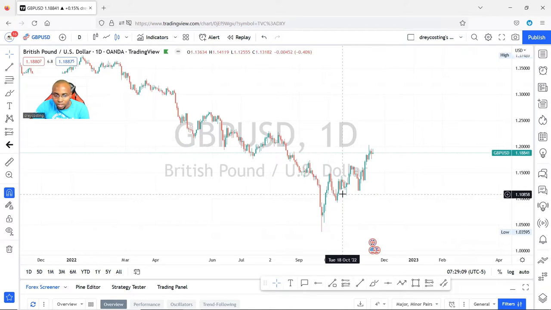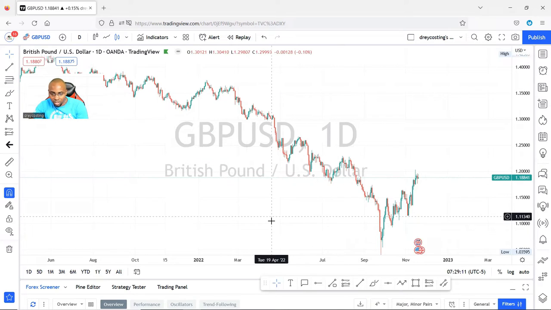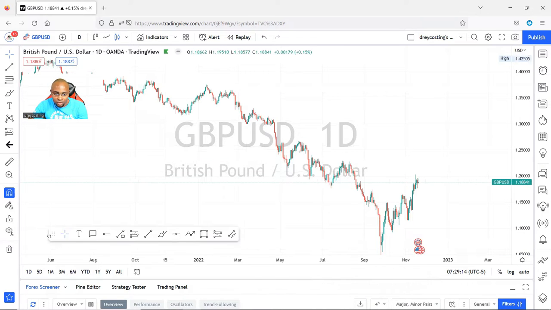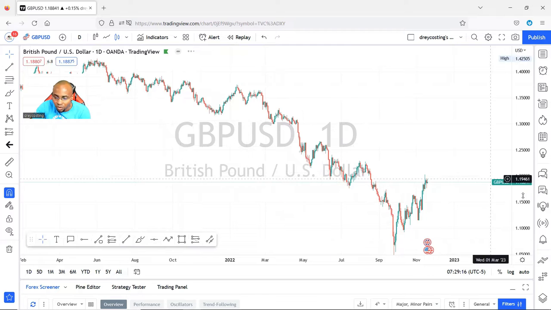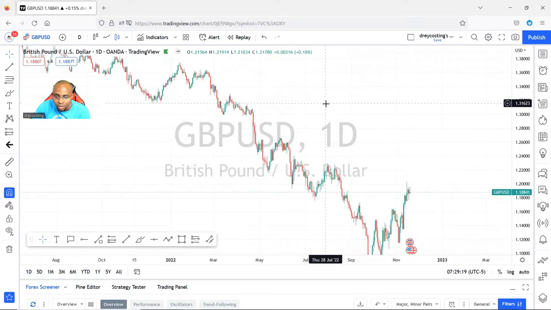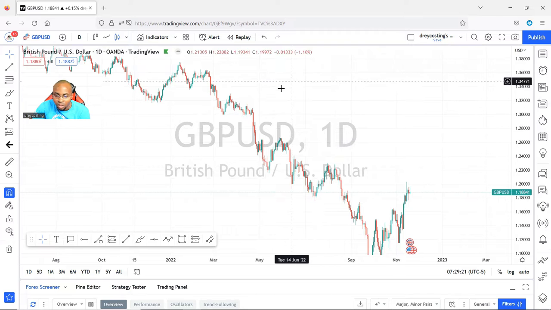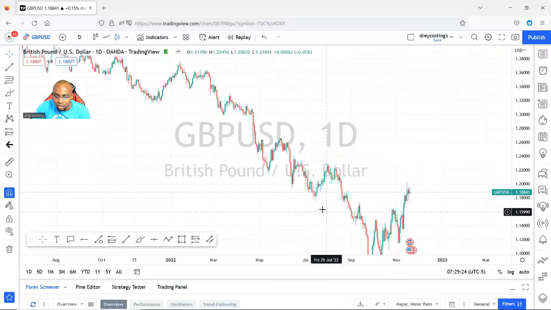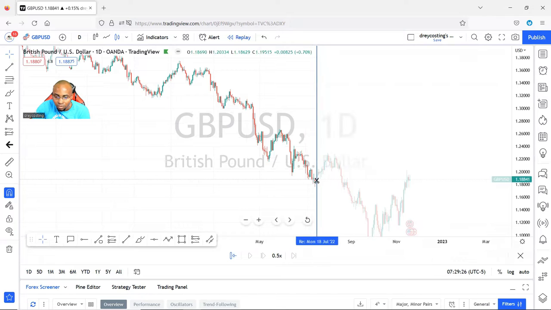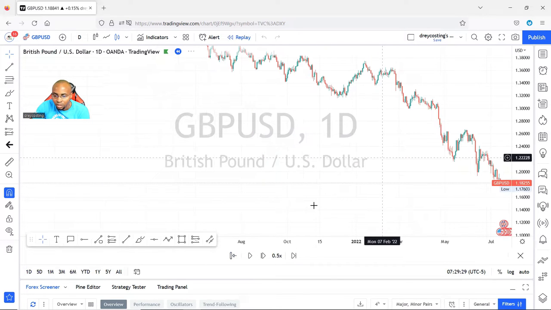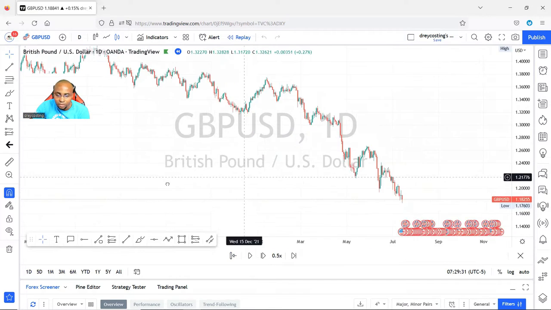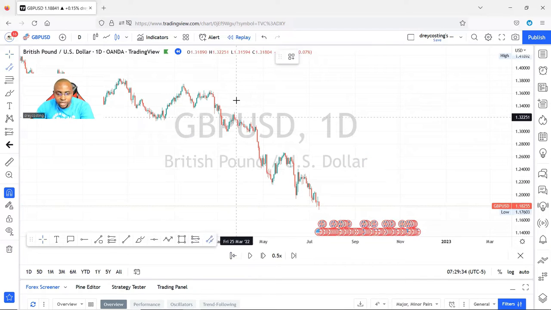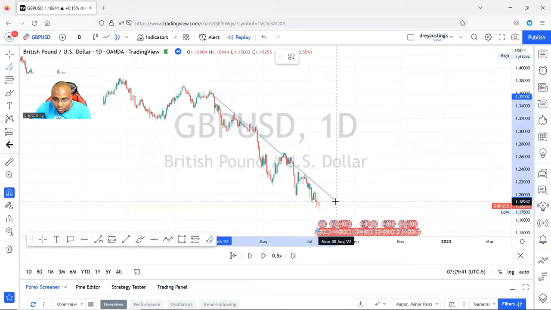So there are two ways to draw the parallel channel. You can draw it for a downtrend. Let's put it on a downtrend first. Let me do a replay, cut here, and show you how well this works. When you're drawing for the downtrend, you're going to put it on the top, like this, like here.